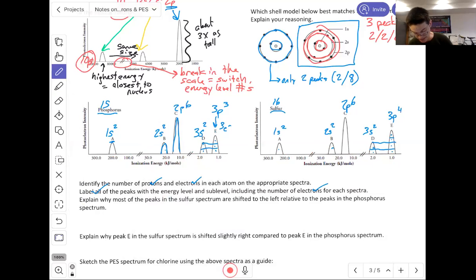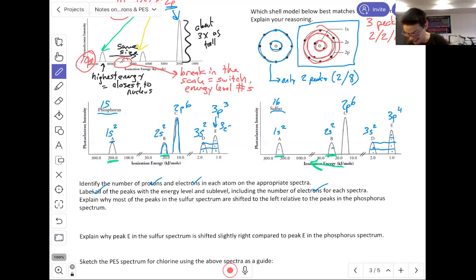Because I want to point out, the next question says, why do the peaks of sulfur seem to be shifted left than the peaks in the phosphorus? So A for phosphorus is about 200, but A for sulfur is between 200 and 300. Peak B is just a little bit after 20, but it's squarely between 20 and 30 here. So all of the peaks for sulfur are shifted left.